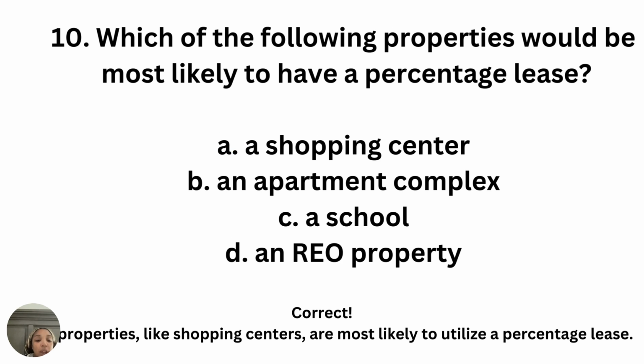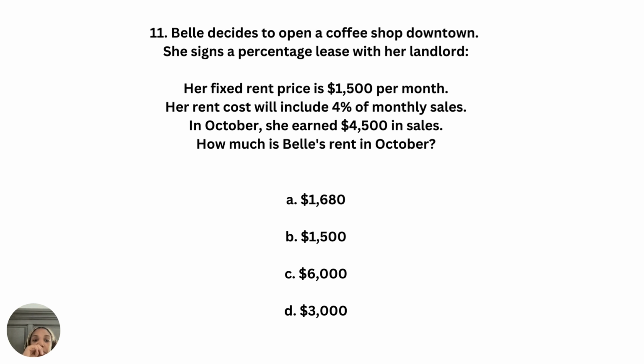Okay, so we know that gross is a set rent. Gross is an apartment person. They pay the same thing every month. We know net is going to vary. And then we know percentage is a shopping center or a retail property where they will utilize a percentage lease. Good job, guys. You're doing good. You're on the right track.